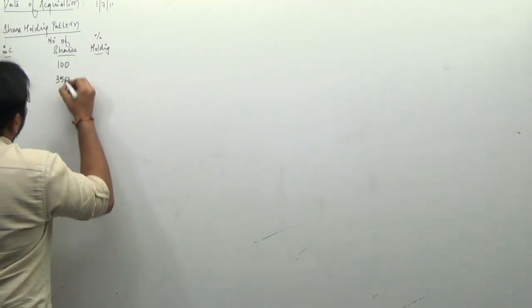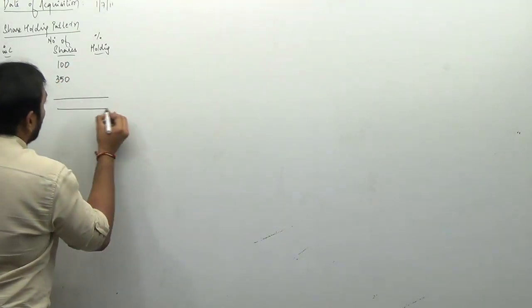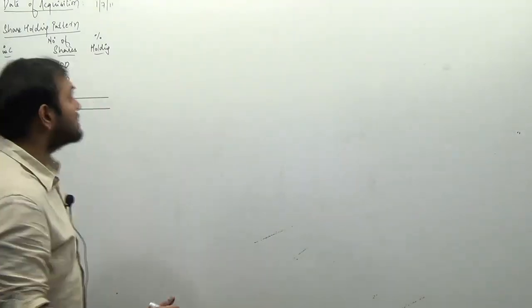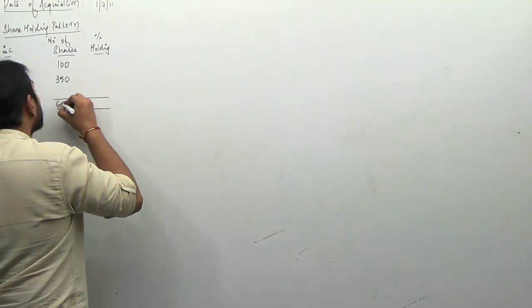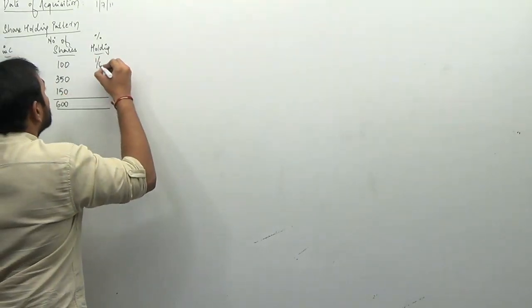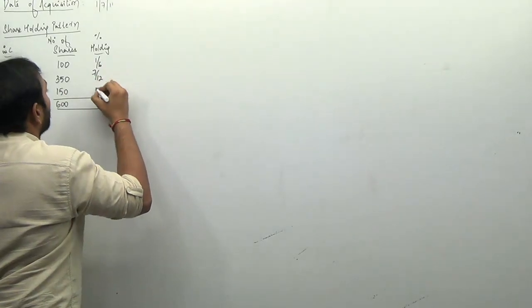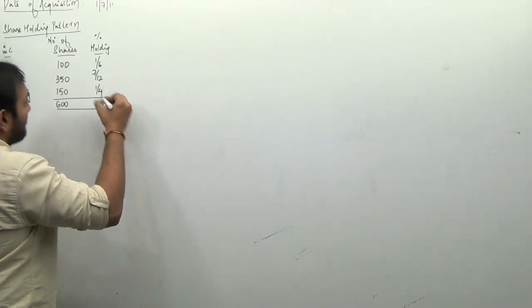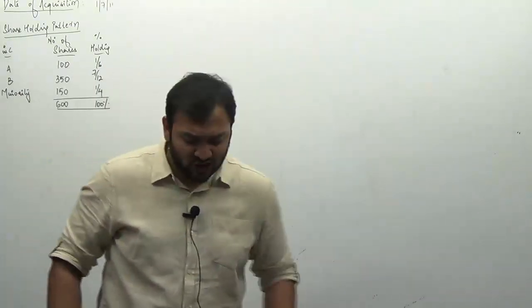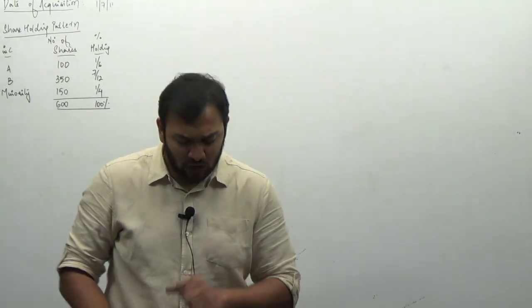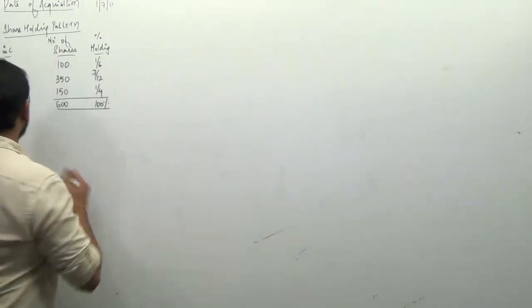100, 350, I don't know the total. Total, check your share capital. Each share is 100 rupees, 60,000, so I have 600 shares. This is 150 then. This is 1 by 6, this is 7 by 12, and this is 1 by 4. 1 by 4 can be written as 25%. Then B Limited, A holds 750 shares. Total shares are 1000.